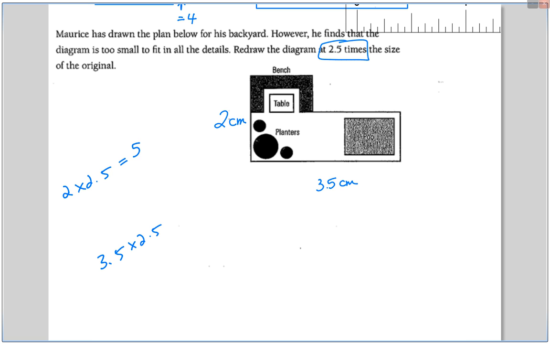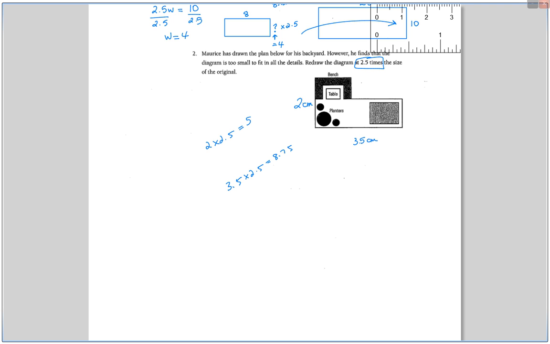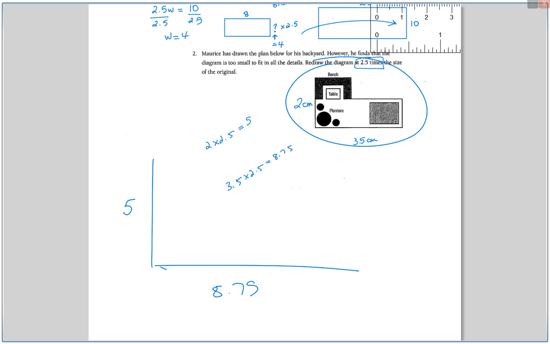This would be 5. This would be 8.75. So I would have to take out my ruler and draw. This would be 5 centimeters. This would be 8.75, and then I would just try to recreate this image using the scaled up numbers.